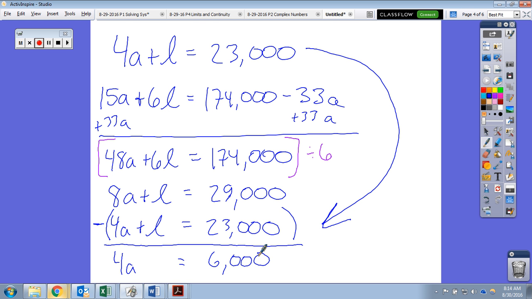Okay, so we're here. 4A equals 6,000. And then, last but not least, divide both sides by 4. So A would equal 1,500.